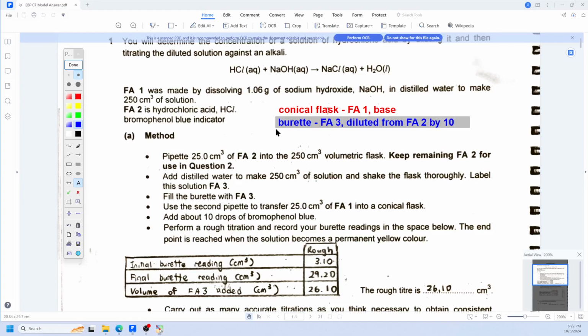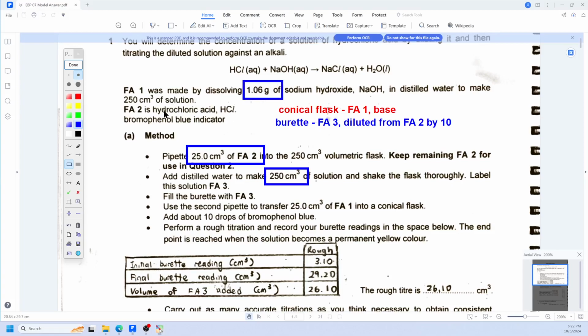Diluted by how much? Diluted by 10 times. If I ask how do I know it's diluted 10 times, it's very simple, because your Fa2, you got 25 milliliters. You make it up to 250 milliliters, so you diluted it by 10 times. So the main idea is that you know what your Fa1 is already, because they already tell you the mass that's dissolved and things like that.